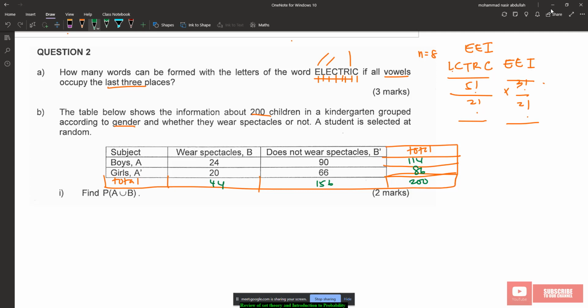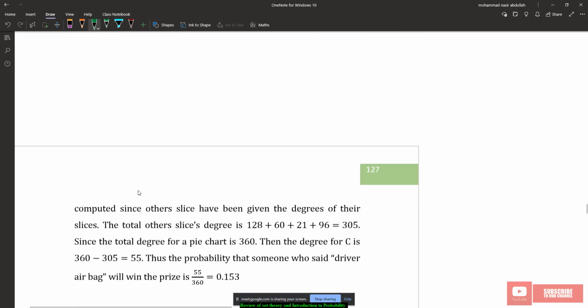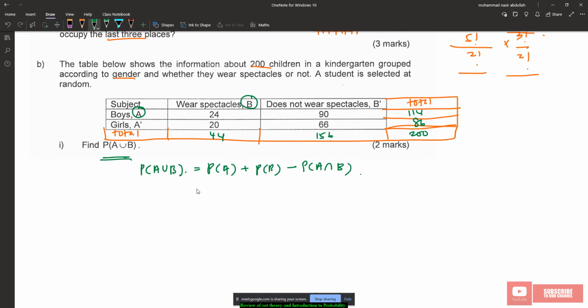Right, so now find the probability of A union B. Where is A? So this is A, this is B. Probability of A plus probability of B minus probability of A intersect B. So this is the formula. Basically this one you have not learned yet, but since we have touched a little, then it's okay. We will look at the law of probability below. Don't worry.